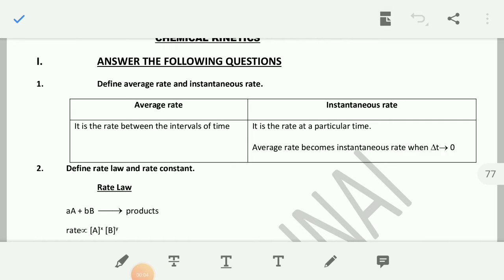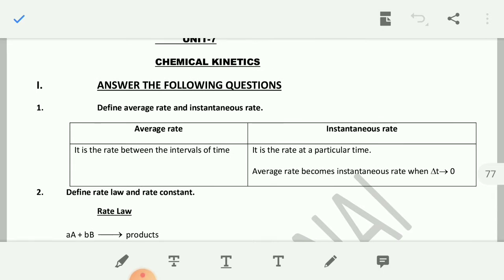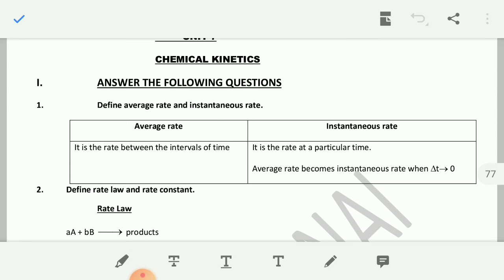Next week you are going to write the monthly test. We have 3 lessons. Already we revised 2 lessons, metallurgy and solid state. Today we are going to revise the third lesson, chemical kinetics, self-evaluation part. Let us now start.